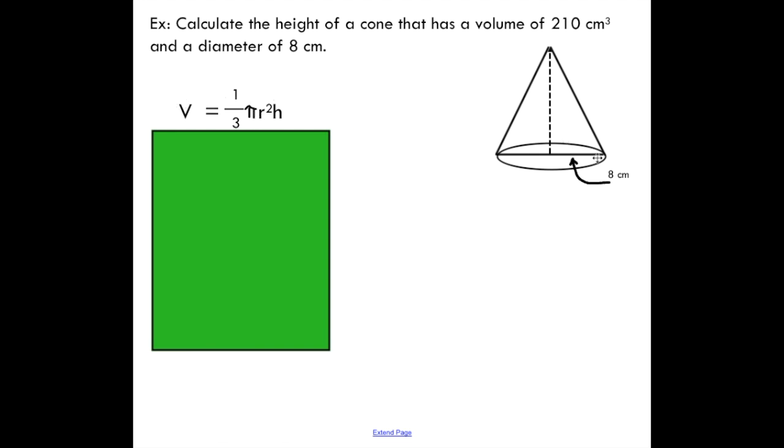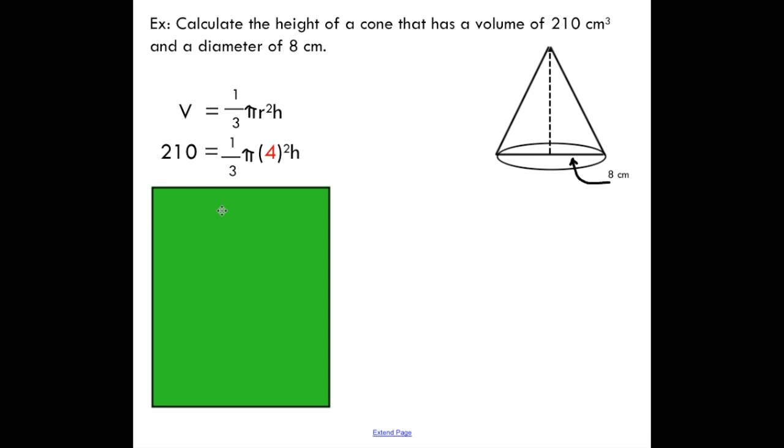Our radius, we're not explicitly given. We are told that this distance is 8 centimeters. The radius is half of the diameter, so our radius in this case would be 4. And we don't have our height. That's what we're solving for. So if we substitute what we know, we end up with something like this.